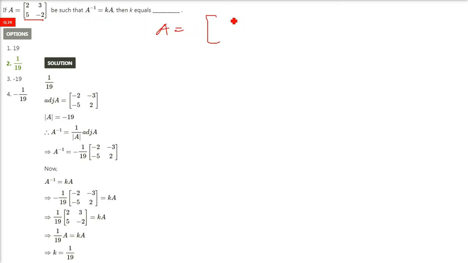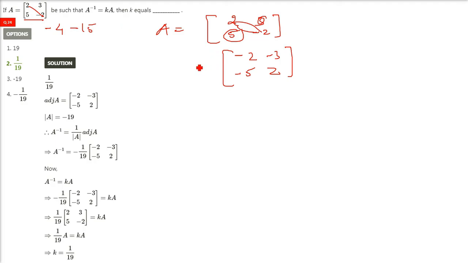So A is 2, 3, 5 and minus 2. And what is the adjoint? Adjoint is to exchange the diagonal values, so it will be negative 2, 2. Change the sign of 5 and 3, it will be minus 5, minus 3. Now the determinant is minus 2 times 2, minus 5 times 3, minus 4 minus 15. So the determinant is minus 19. So you multiply this by minus 1 by 19. This is your A inverse.